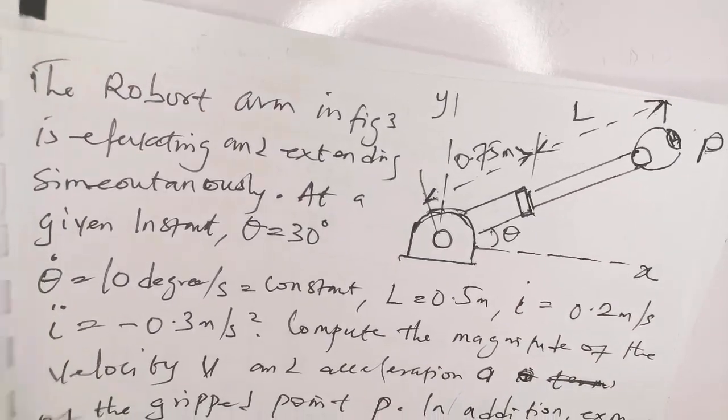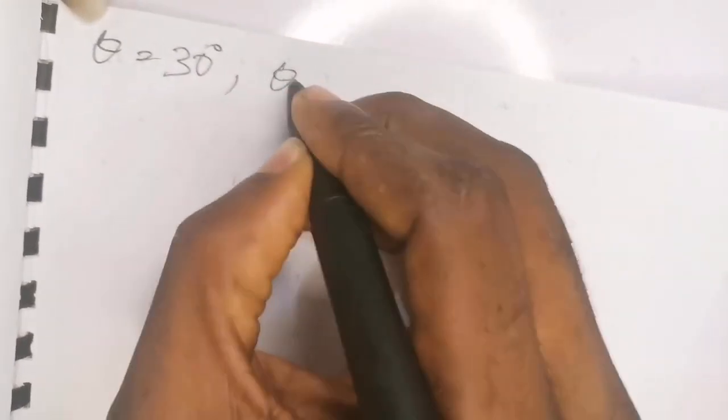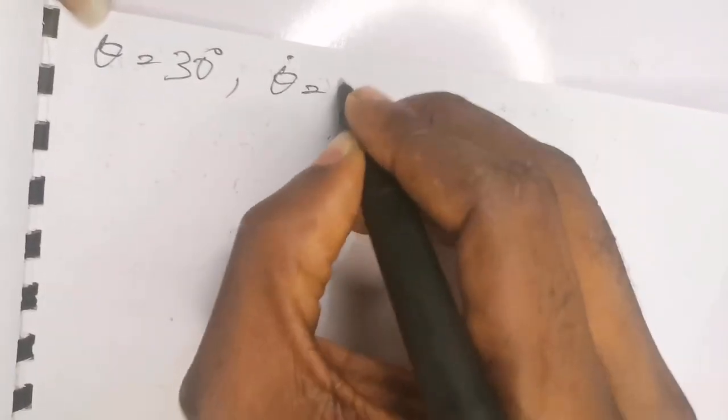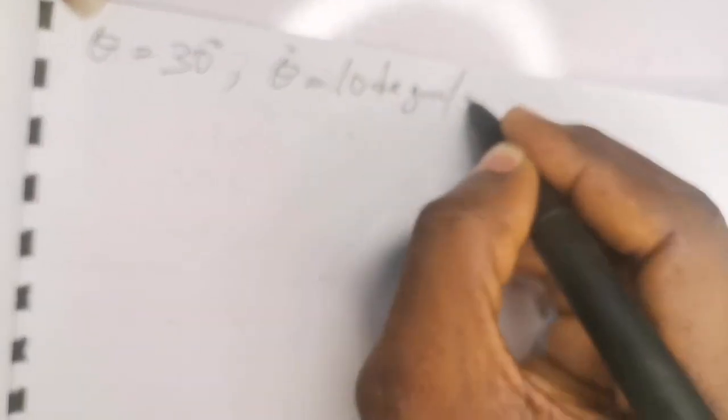So let's pick out the value given to us in the question, or let's pick out our parameters. Now, in the question, you were given theta. They said at an instant, theta is equal to 30 degrees. So the angle theta was given as 30 degrees. You're also given theta dot equals 10 degrees per second. So you have theta dot, which is equal to 10 degrees per second.